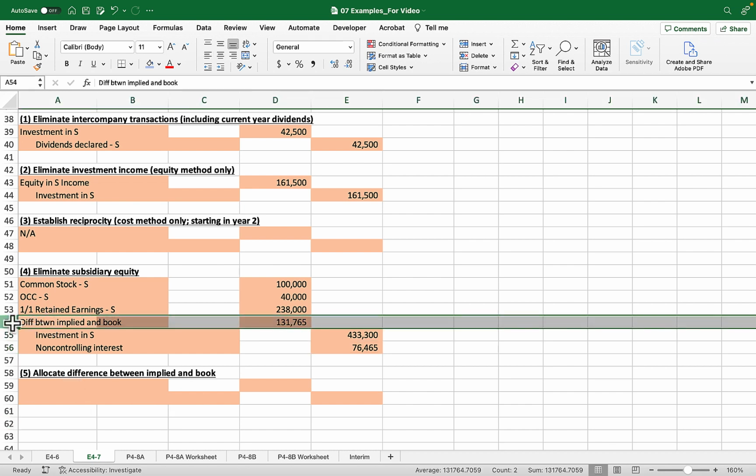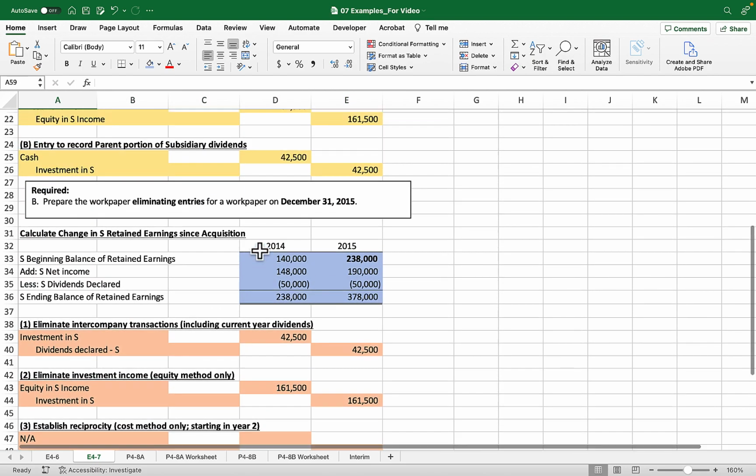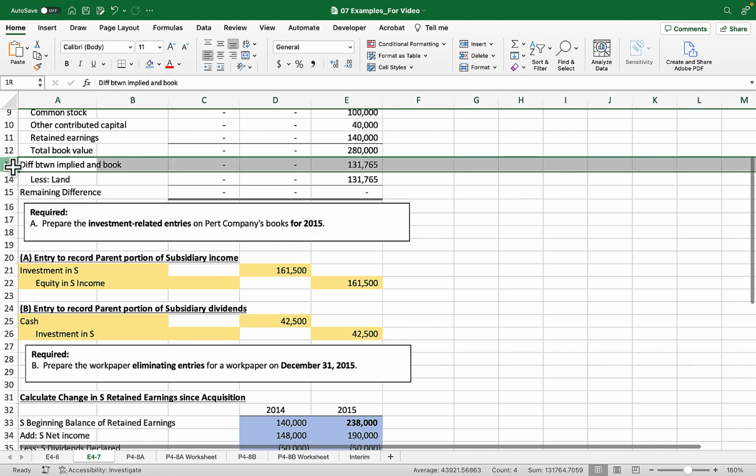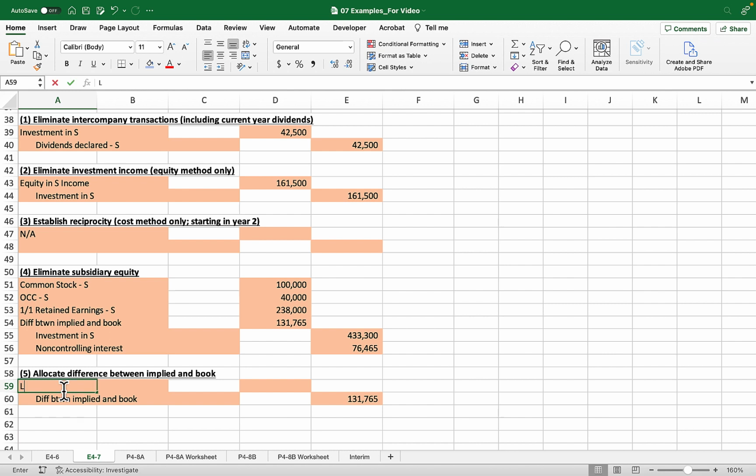Okay, so then the last thing we need to do is allocate our difference between implied and book. So that was a debit. We're going to credit it. And we're going to allocate it. Where? Well, we're going to look for fair value adjustments first, then anything goes to goodwill. They told us here that the entire thing goes to land. So we're going to write up land by $131,765.